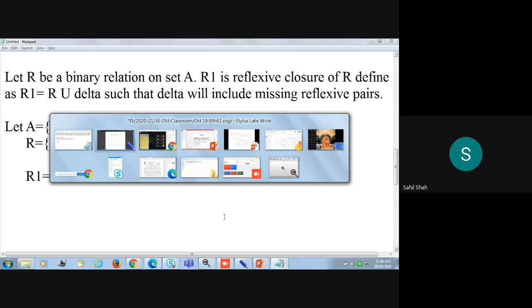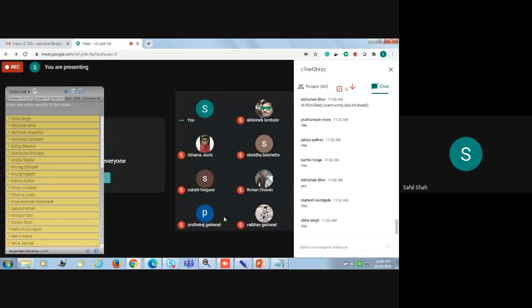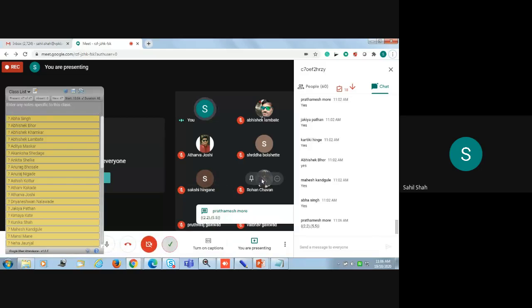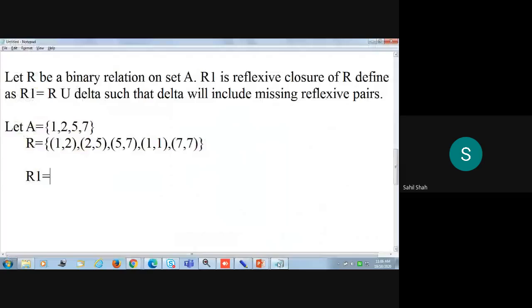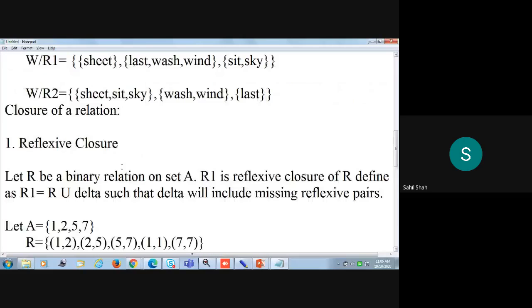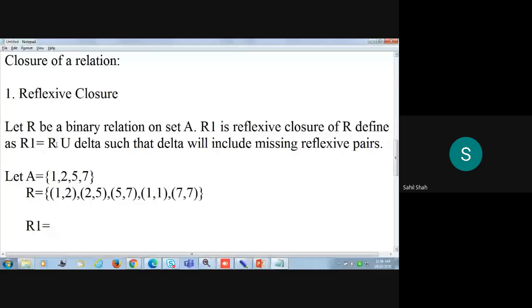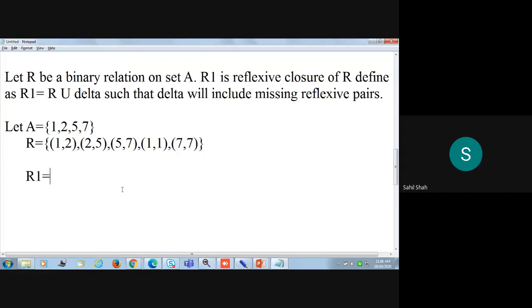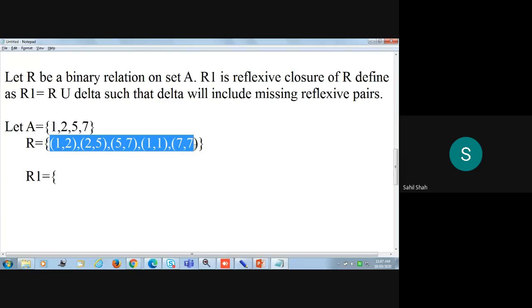In short, while computing reflexive closure, you need to add all the missing reflexive pairs to the original relation R. You will keep your original relation as it is, and along with that original relation, you are going to add the missing pairs. What is the definition? R1 is original R union delta, such that delta will include missing reflexive pairs. Are you getting my point? So you're going to have this entire relation as it is.